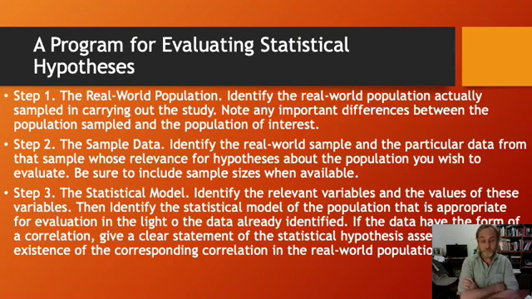Then you go to the statistical model. In the statistical model, all you really need to do is identify the relevant variables and the values of those variables, and then identify the statistical model that's appropriate for evaluation in light of the data already identified. So are we dealing with a correlation, or are we just dealing with a proportion like we were in the last one, a distribution? In step 3, give a clear statement of what the statistical hypothesis is. Is it claiming that there's some correlation in the real world population? Is it just saying something about the proportion of a particular value of a variable in the population? What's being claimed?